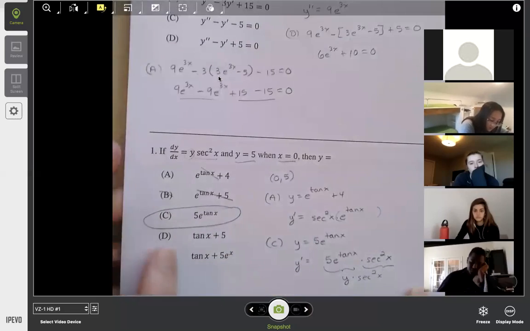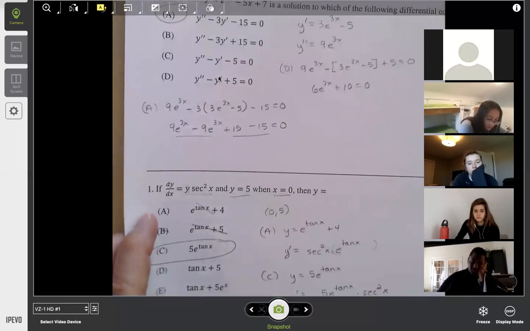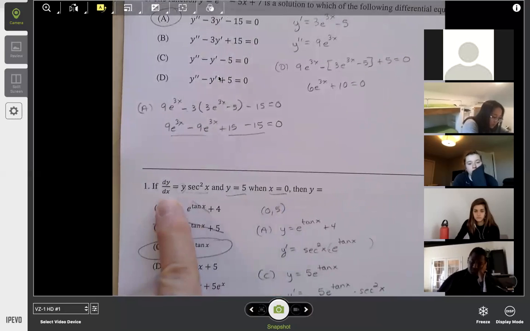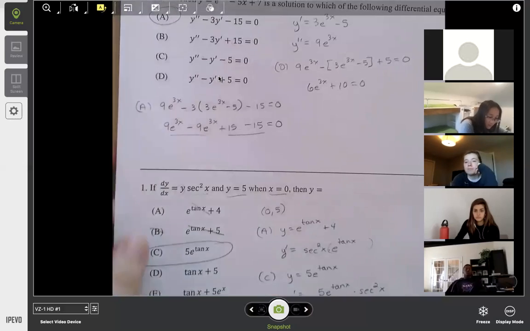Miss Armato, how did the 5e to the tan x turn into y? We said that we're asking, does y equal 5e to the tan x? Okay. So I'm pointing out here that once I took its derivative, look, I had the function itself, 5e to the tan x, times the secant squared. Does that make sense? Yeah, that makes sense. Okay.